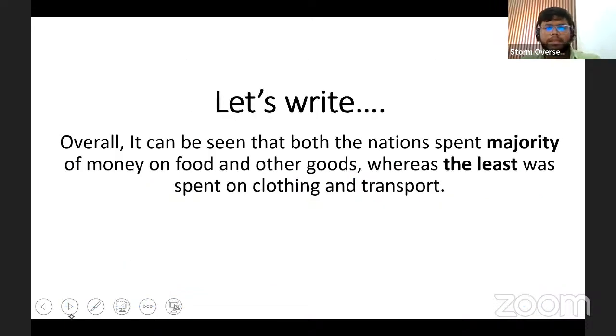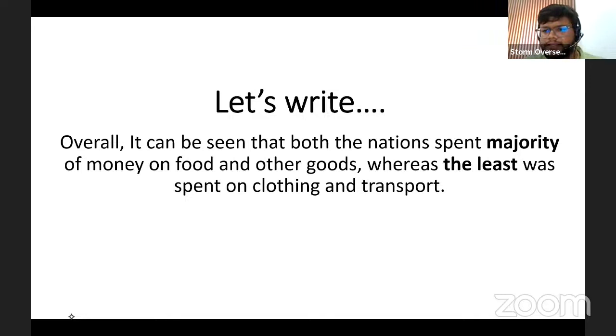Okay, that's right. So, as per the rule, I have used this term "overall." It can be seen that both the nations, meaning Hong Kong and Britain, spent the majority of money on food and other goods, which was my main feature, the higher majority of expense. And I have used "whereas" to show the least, meaning I'm contrasting. The least was spent on clothing and transport.